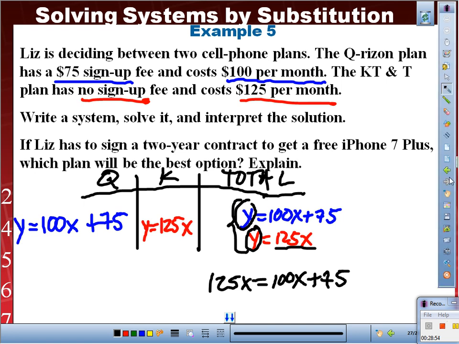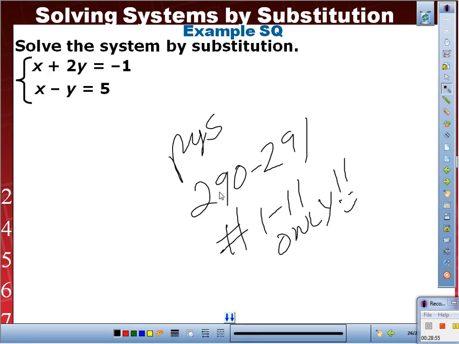We got it? All right. So once again, the home play for tonight, pages 290, 291, numbers 1 through 11 only. Good one, guys. There is tutoring if I don't see you guys tomorrow.